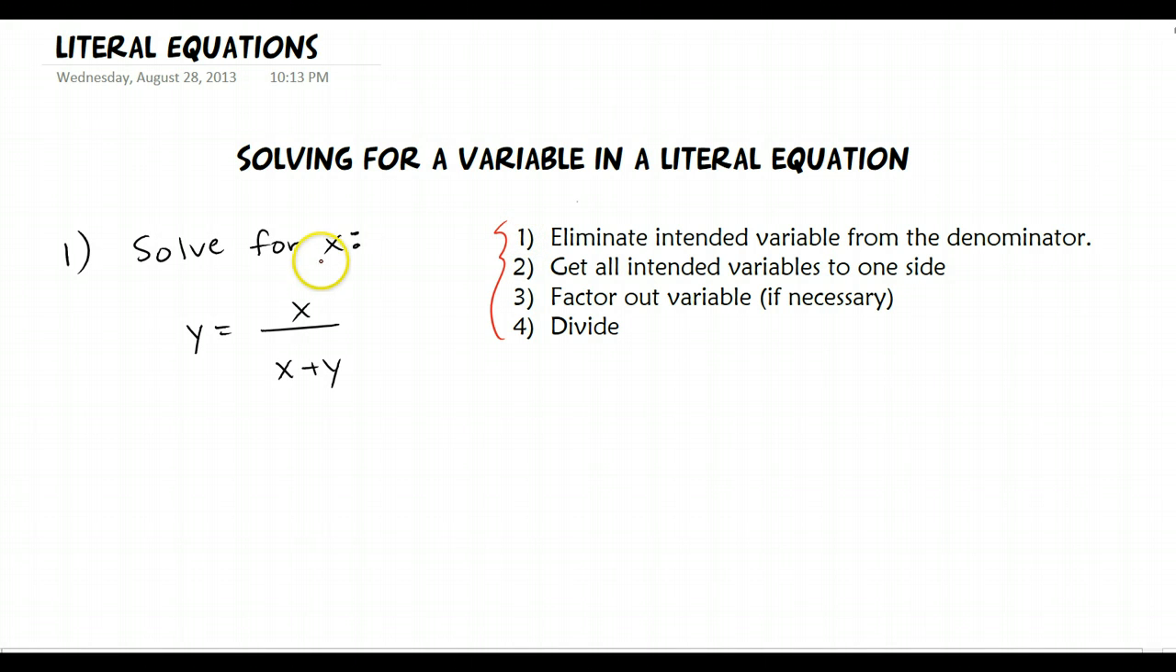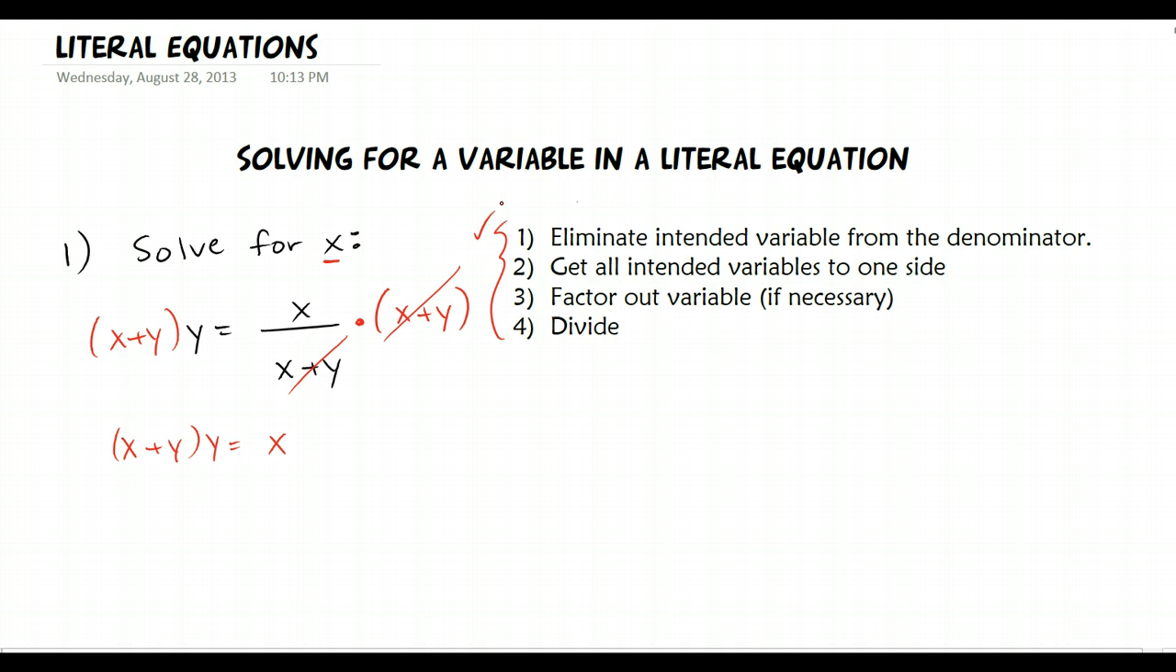In this case, x is my intended variable. I want to get that out of the denominator here. So because it's in the denominator, I need to multiply first by that entire expression. I can't just multiply by x. I have to take with it this y, because right now they're attached together. So I'm going to multiply on both sides by the expression x plus y. Notice that this is going to cancel out here, and that'll leave me with x plus y times y equaling x. Alright, now I completed step 1.